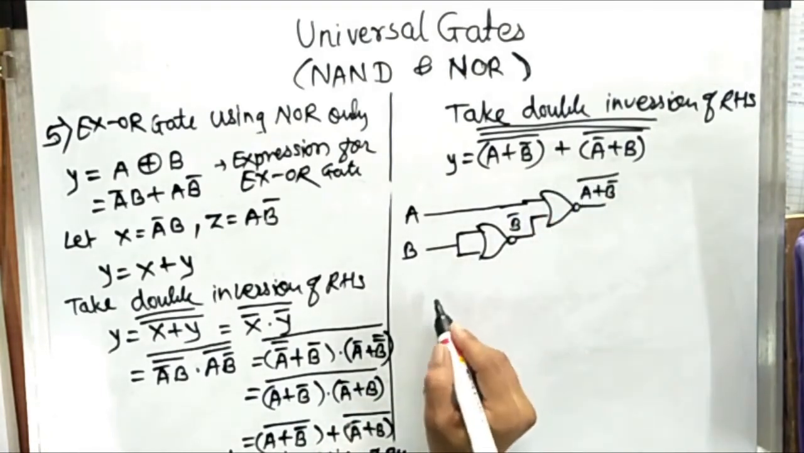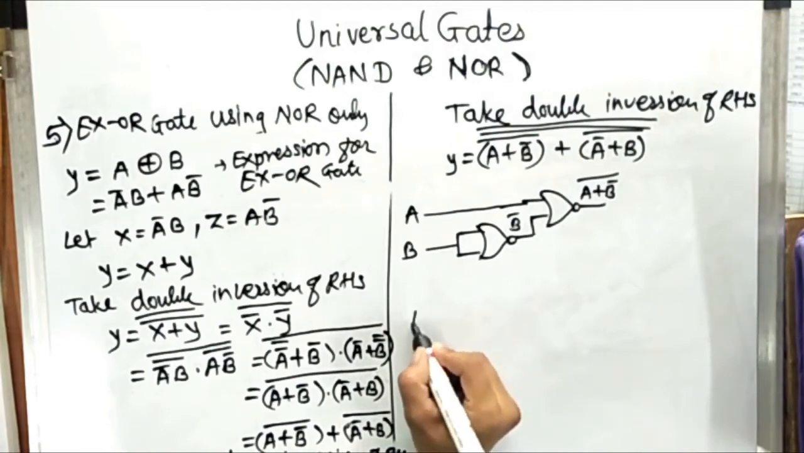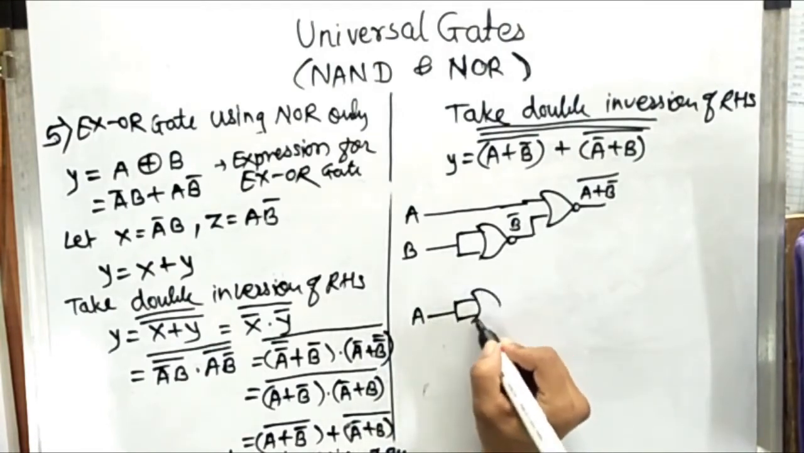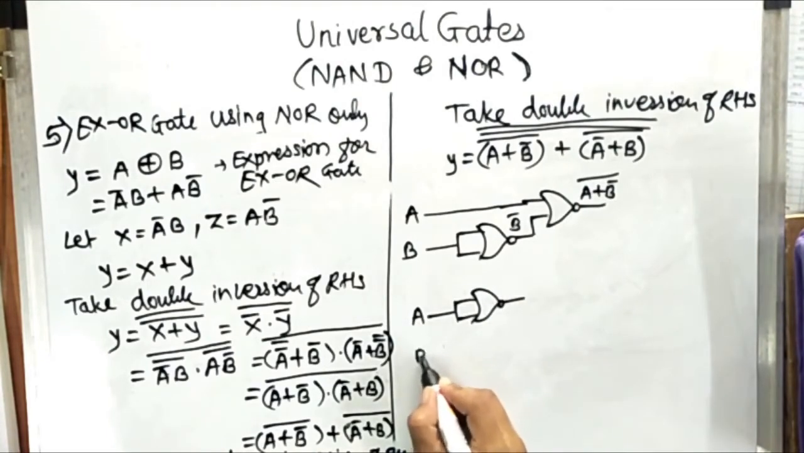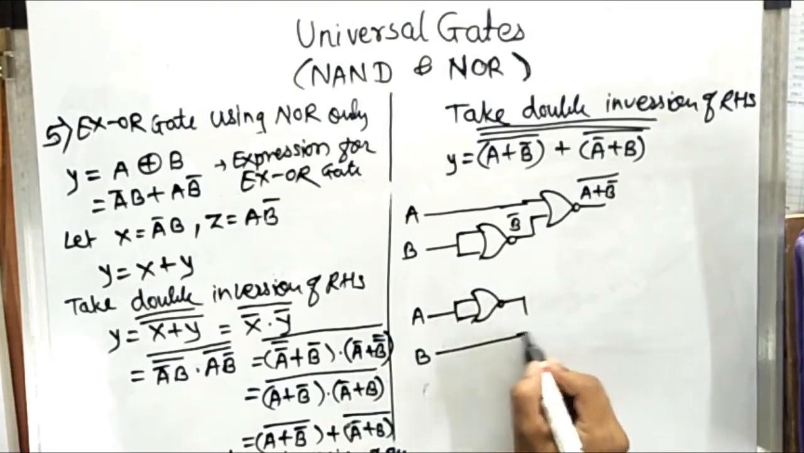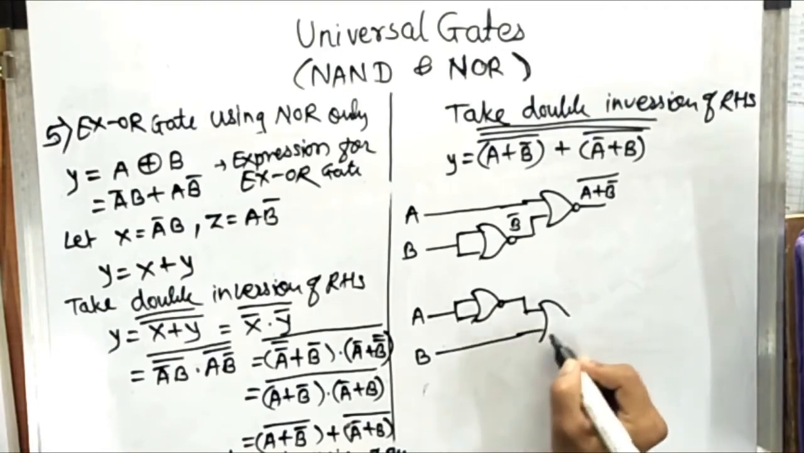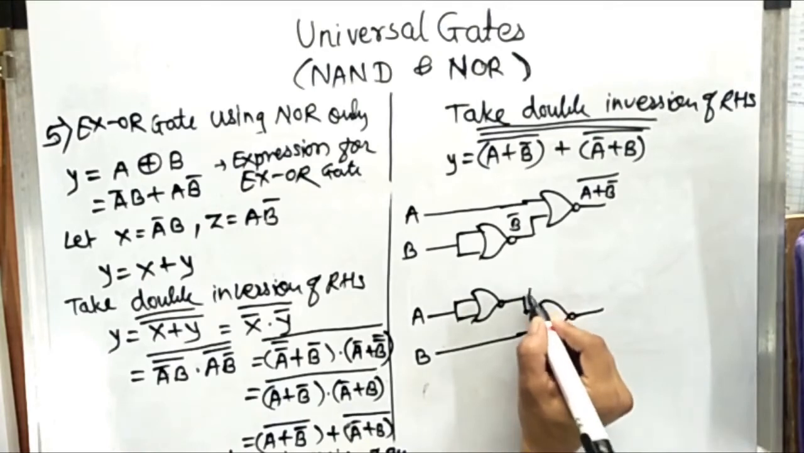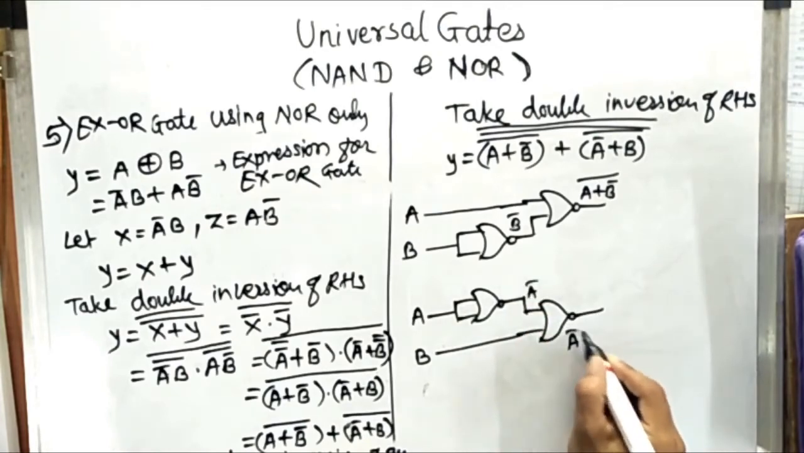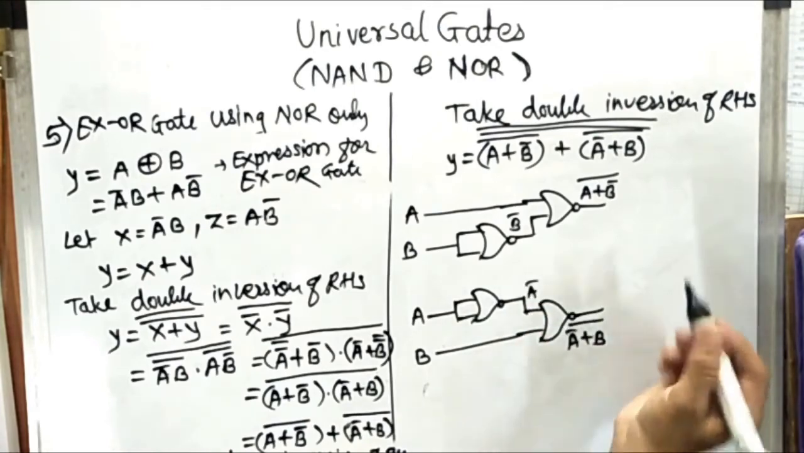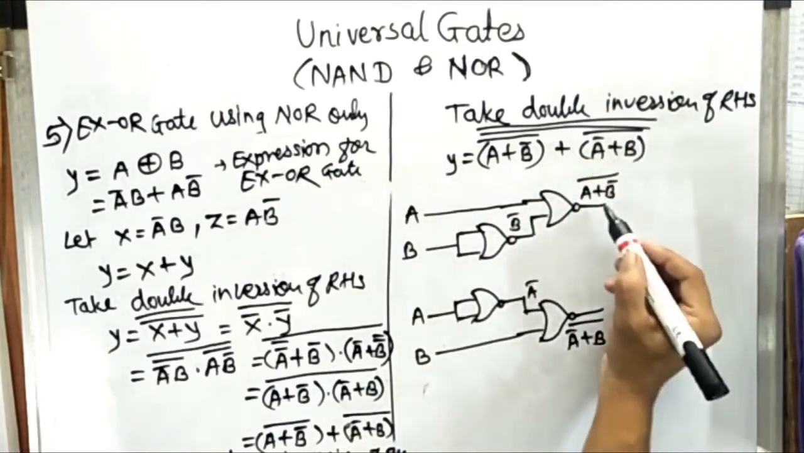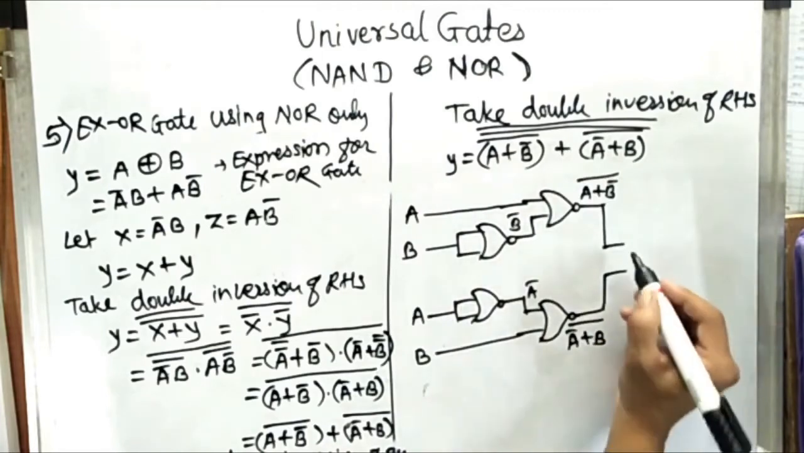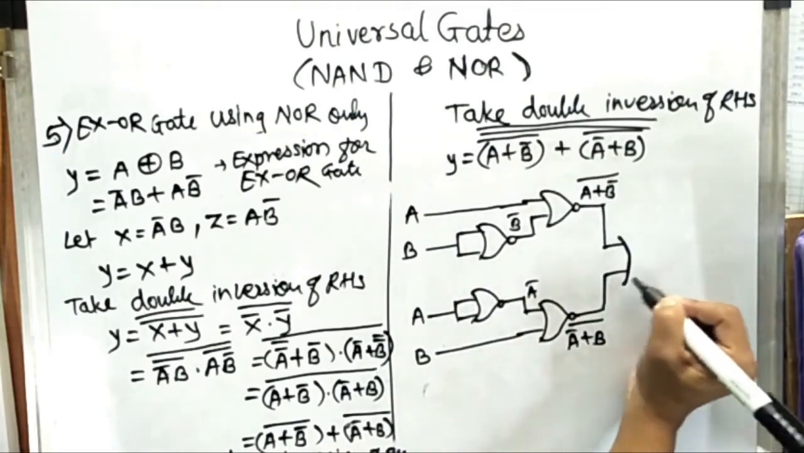Now for the second term, now we require complement of input A. So we are using NOR gate. Now to get the NOR operation between these two inputs, we are using one NOR gate. So here we get A bar plus B complement. So these two terms we are getting. So for this NOR operation, we have to use one NOR gate at the output.